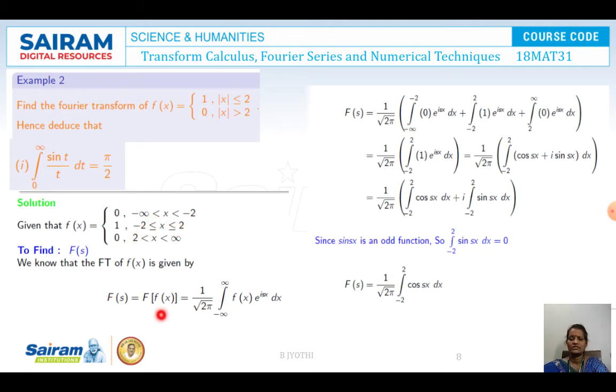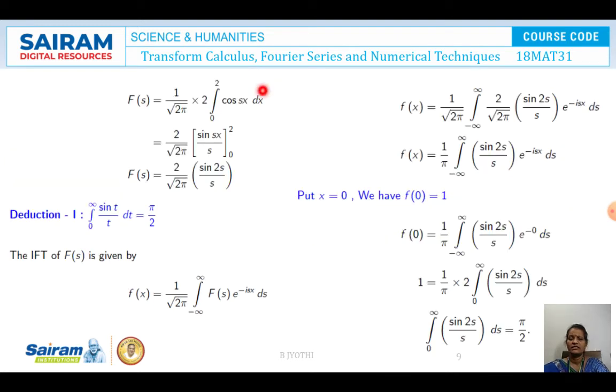Consider the Fourier transform, that is F(s) = 1 upon root 2 pi integral of f(x) e^(isx) dx. So only from minus 2 to plus 2 it is 1, and in the rest of the places it will be 0. And e^(isx) can be written as cos sx plus i sin sx. So integrate this, and since the sin sx part is 0, we get only cos sx.